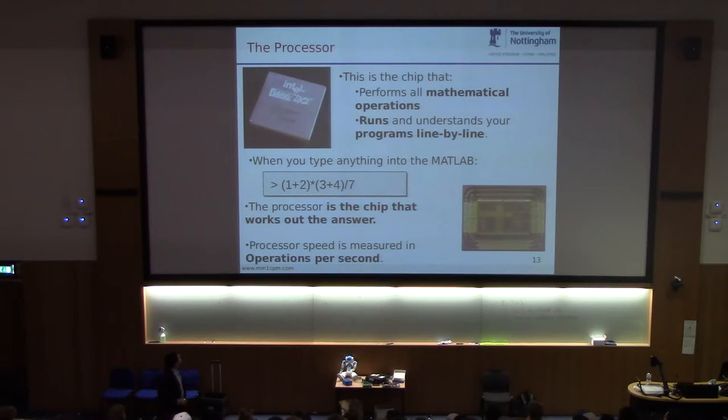The speed of this is measured in operations per second. And your program also executes on this. So this will be the thing that's reading one line, next line, next line, next line. This is the intelligent bit. And these are often the most expensive part of any computer. So you can start passing that around.